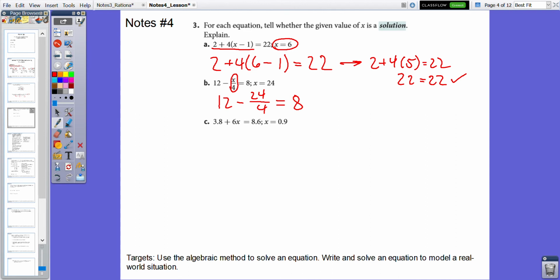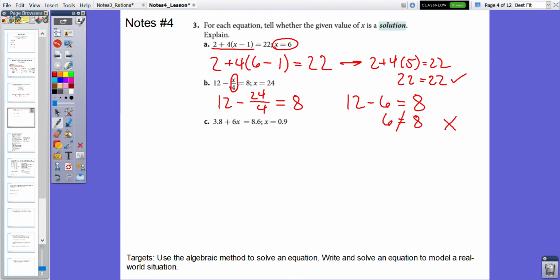24 divided by 4 is 6. So 12 minus 6 equals 8. 12 minus 6 is 6. Does 6 equal 8? Well, unfortunately, one is greater than the other, so this is not true. So we would have to discard our solution of x equals 24 for a different one.